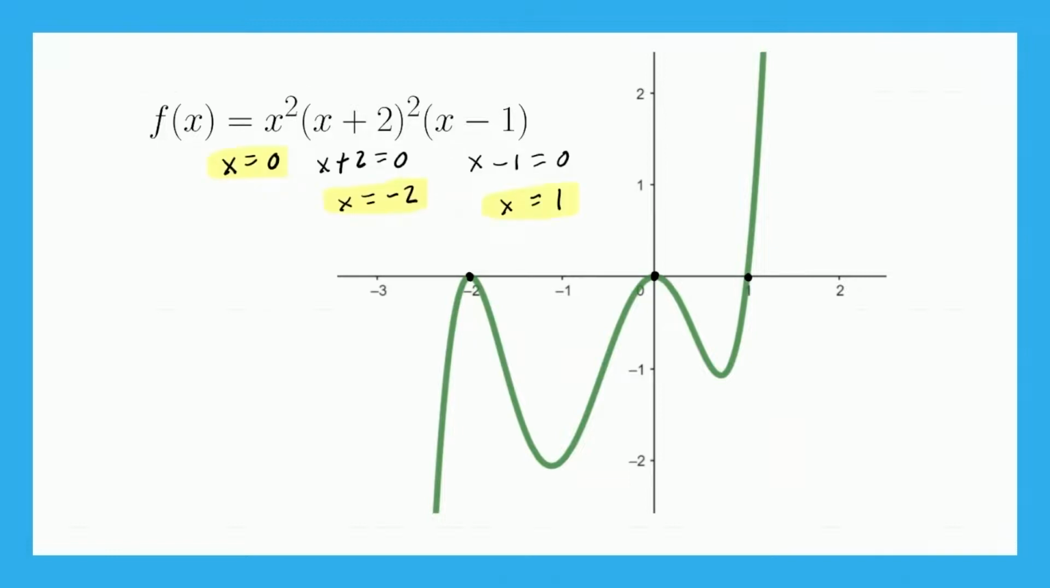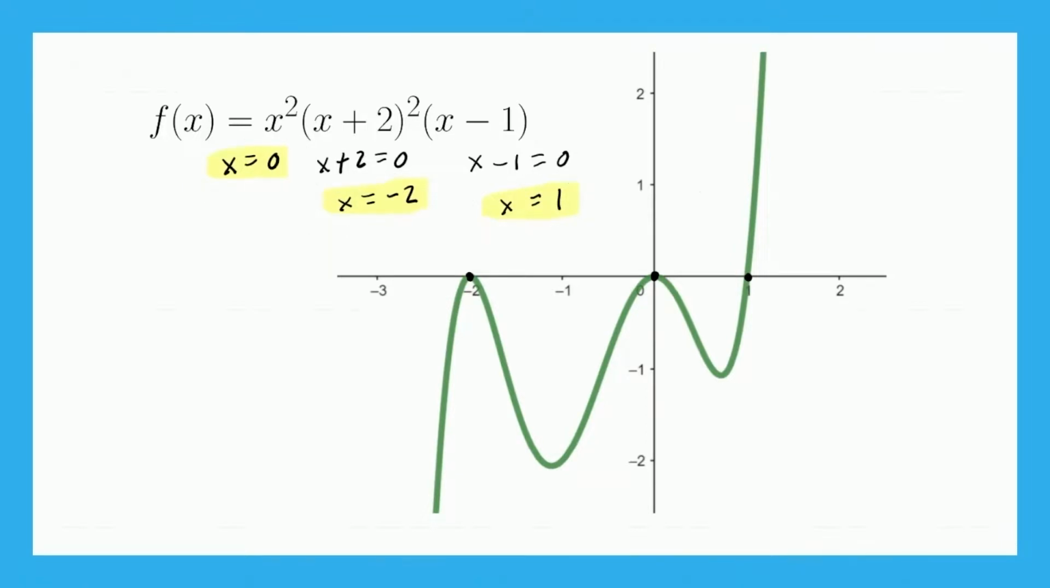So when we set x equal to 0, we just get x equals 0. And when we set x plus 2 equal to 0, we subtract 2 from both sides and we get x equals negative 2. And when we say x minus 1 equals 0, we add 1 to both sides and we get x equals 1. Now let's look at these 3 zeros in the context of the graph.